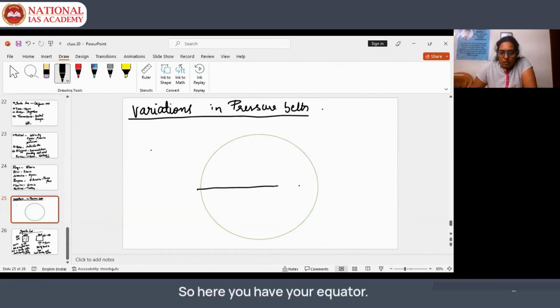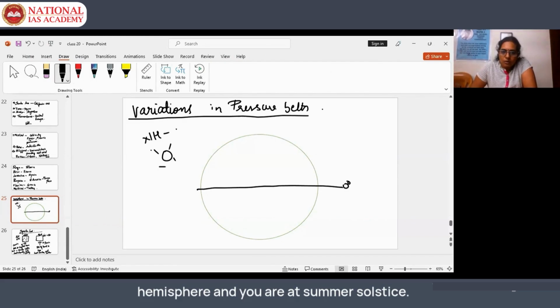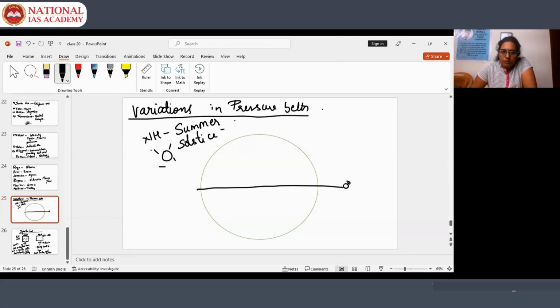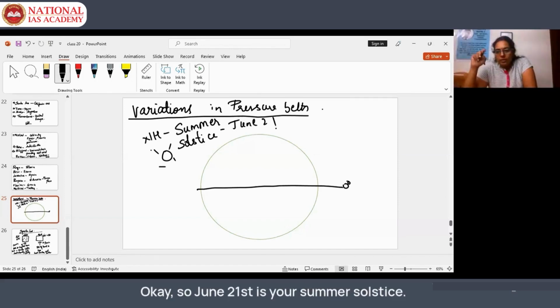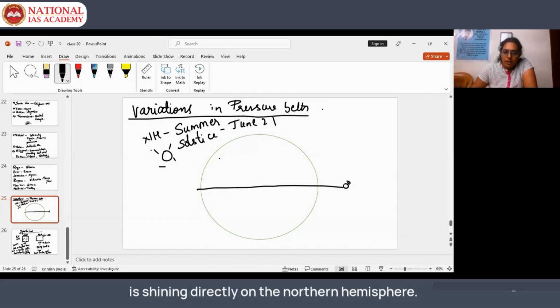Okay, so here you have your equator. Suppose your sun is in the northern hemisphere and you are at summer solstice. Which day is your summer solstice? June 21st. Okay, so June 21st is your summer solstice. Suppose you have summer solstice, then sun is shining directly on the northern hemisphere. It is receiving more sunlight.